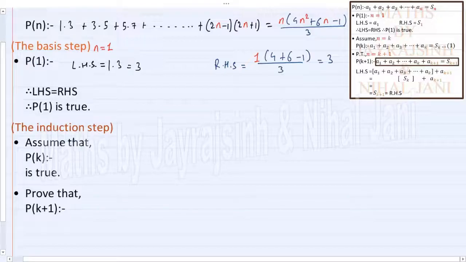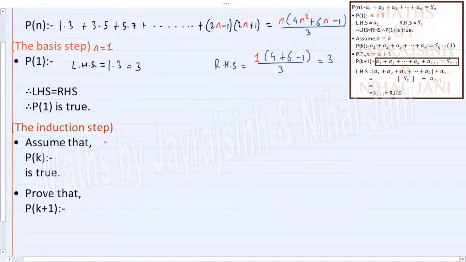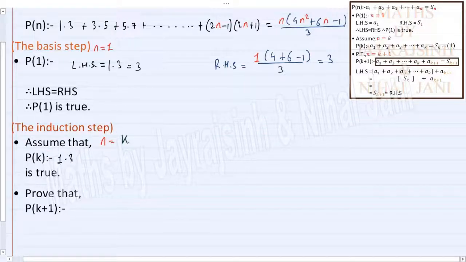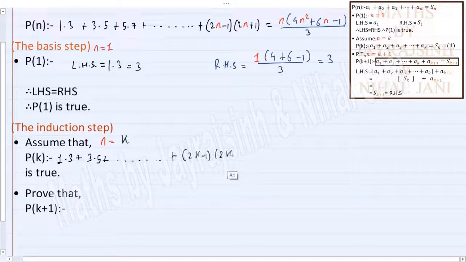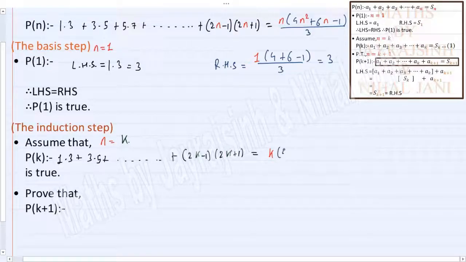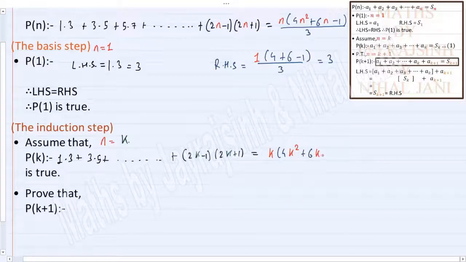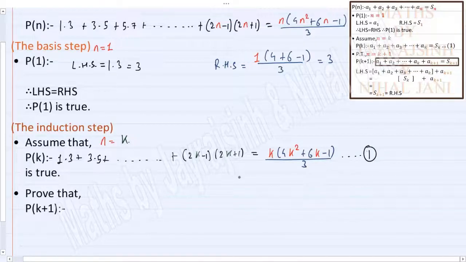Induction step: we have to assume p of k is also true. And to form p of k, we have to put n is equal to k. 1 into 3 plus 3 into 5 dot dot dot 2k minus 1 into 2k plus 1 is equal to k into 4k square plus 6k minus 1 upon 3. This is your equation number 1.